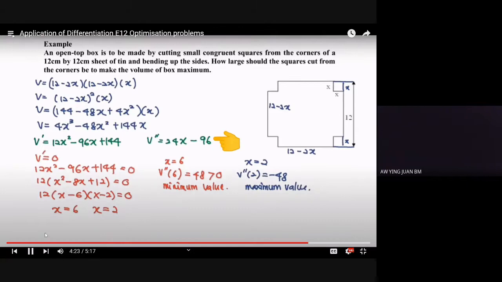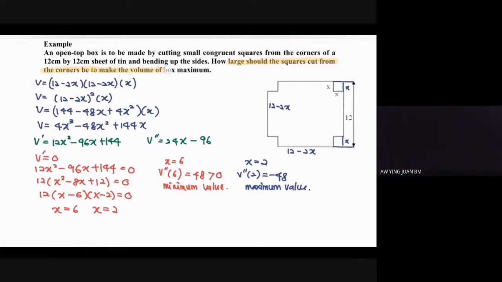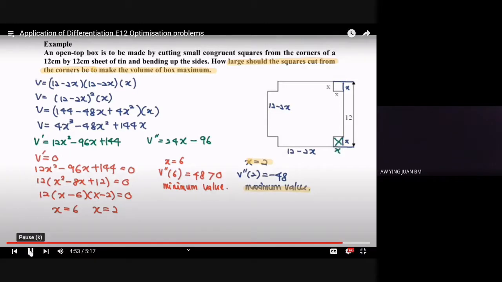So kindly refers to the questions. How large should the square cut from the corner to be made the volume of the box maximum? So in this case, maximum meaning that the value of x should be 2. So meaning that how large the square cut from the corner. So this is what we call the corner. So x multiplied with x. Berhati-hati ya. Kita nak tanya x ini. Maksudnya kena buang berapa. Faham? Bukan menjawab soalan di sini ya.